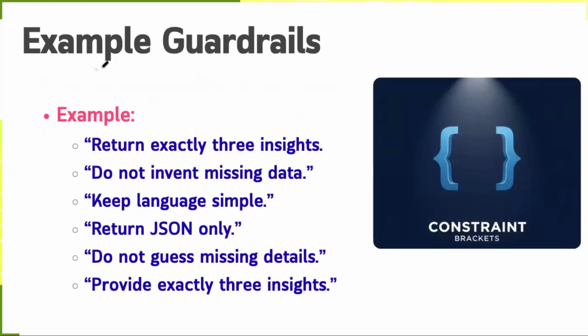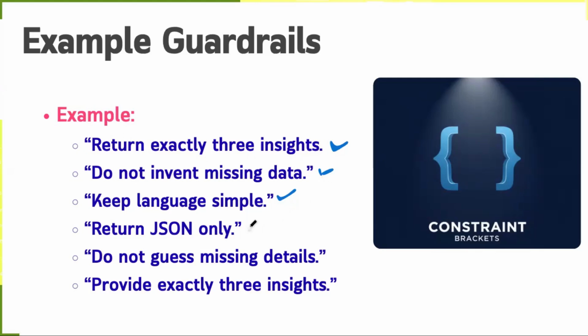To see how guardrails work in practice, it helps to look at a few short examples. These small rules shape the response and remove uncertainty. A guardrail like "Return exactly 3 insights" sets a clear limit. The model knows the exact amount of information to provide. "Do not invent missing data" stops the model from filling gaps with assumptions. This keeps the answer grounded in what you actually supply. "Keep language simple" guides the tone. It tells the model to avoid complex wording and keep the response easy to read.